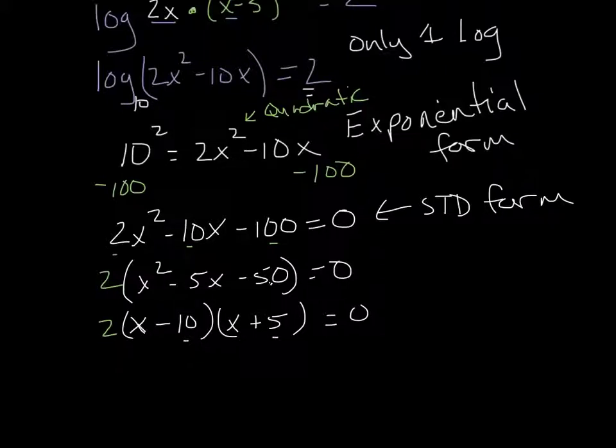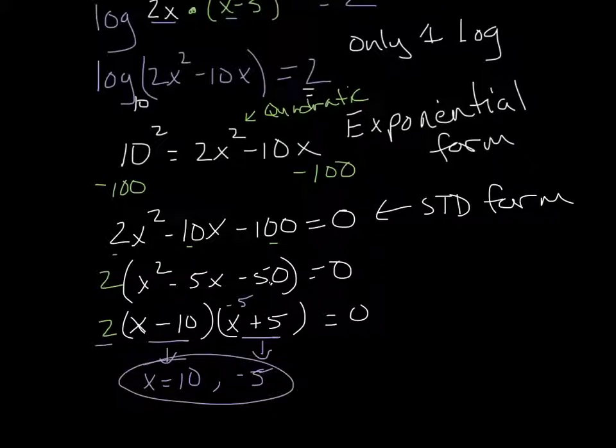So from here, I can derive my solutions because I've got 1, 2, 3 things multiplied to get 0, which means one of them has to be 0. Well, 2 can't be 0, so I don't care about that. If x was a 10, I could get a 0 because 10 minus 10. And the other way I could get a 0 is if x was a negative 5. See a negative 5 right here. That would give me a 0. And 0 times anything is 0. So here's my 2 possible solutions.